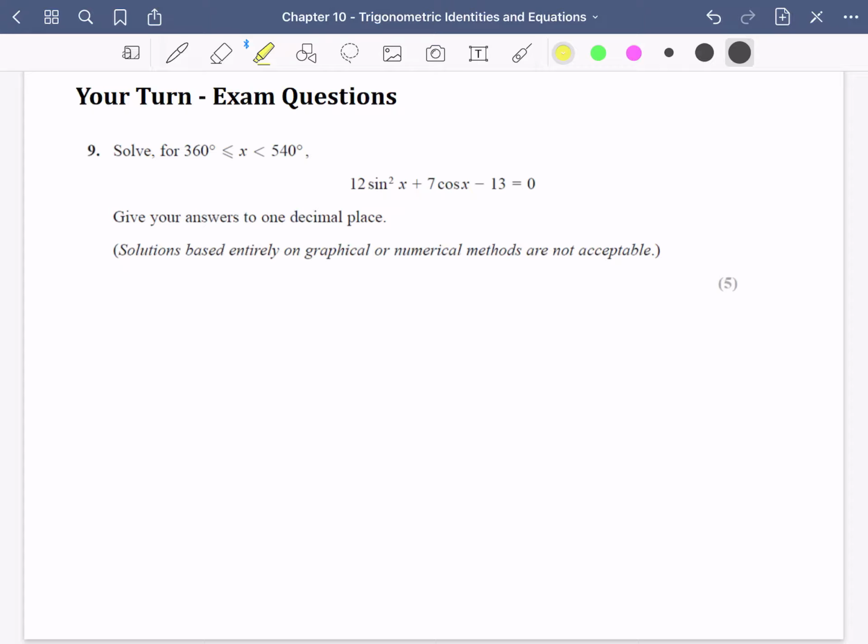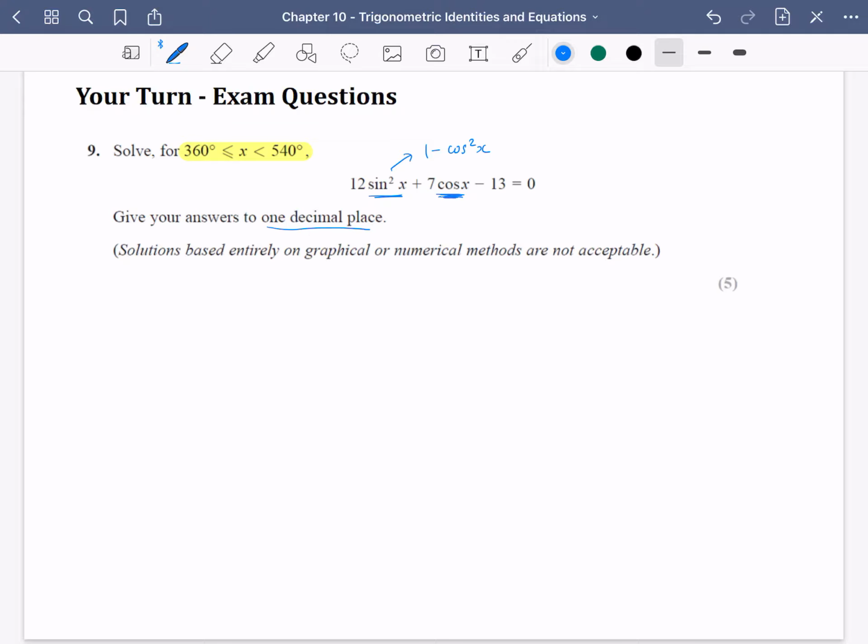Okay, so first thing I noticed when looking at this is our range is quite a weird range. It's between 360 and 540. And we've got a quadratic equation here, but it's not all in sine or cos. We've got this in sine and this in cos here. So because this one is in cos, we're going to replace the sine squared using 1 minus cos squared using our Pythagorean identity. And it's also worth noting that they want all of the answers to one decimal place.